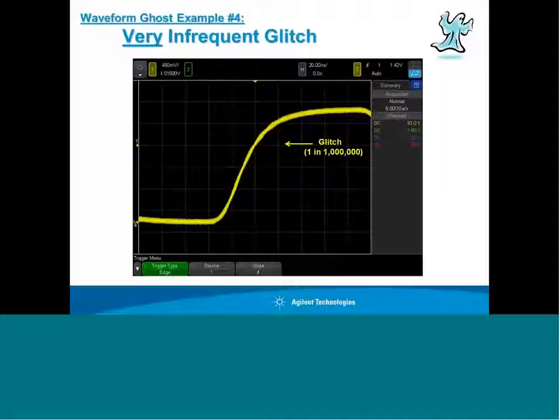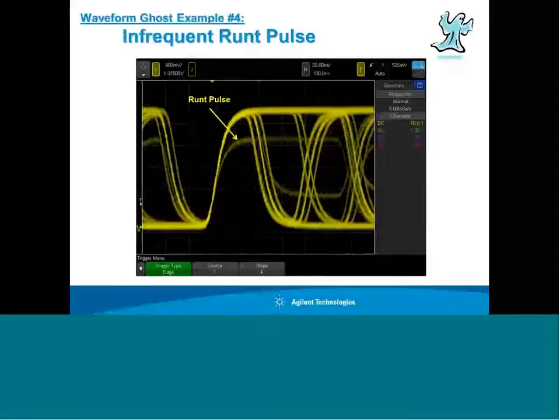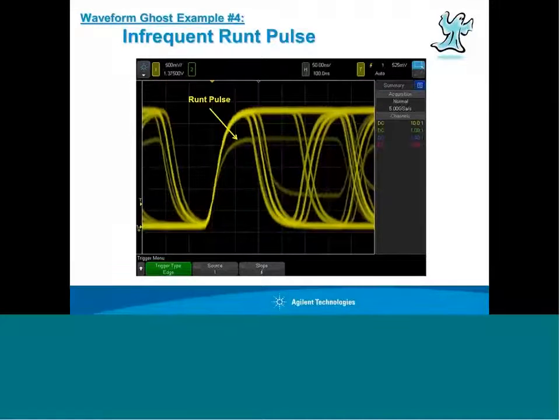This is another example. This is just a pretty extreme example of a very infrequent glitch. This is a 1 in a million type event. So on the scope right now, we're just triggering on a rising edge at center screen. It typically triggers on a rising edge of a clock signal, but every 1/1,000,000th occurrence of the clock, there's this infrequent glitch. Now, there's very few scopes on the market today that can actually show you this type of event.